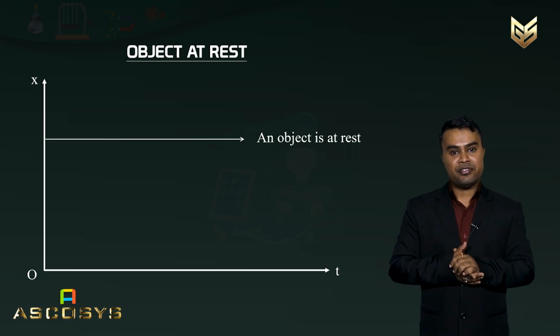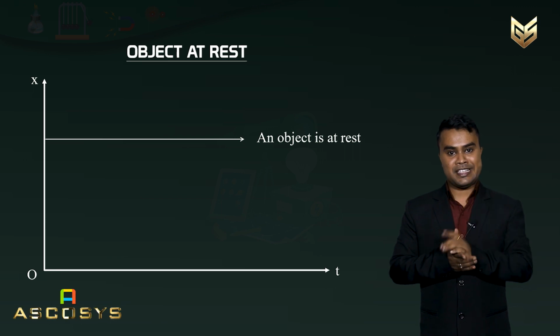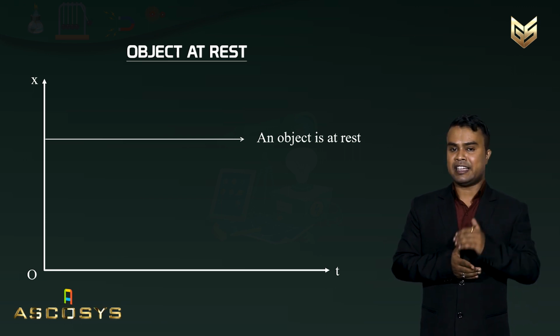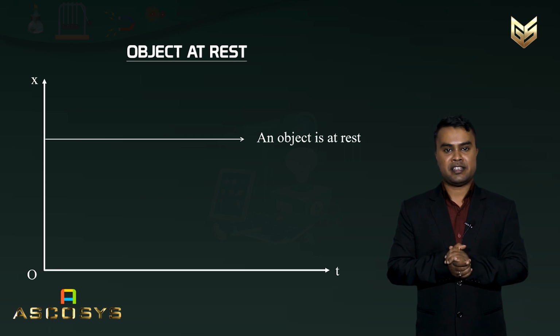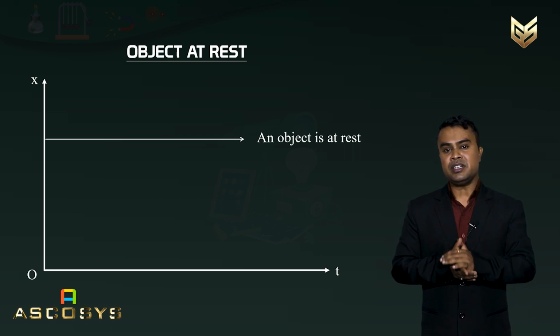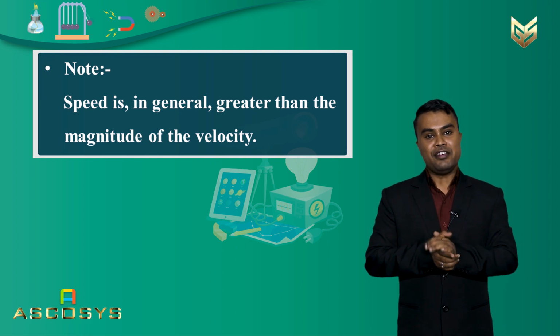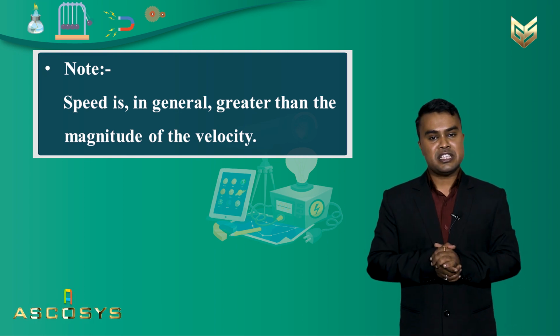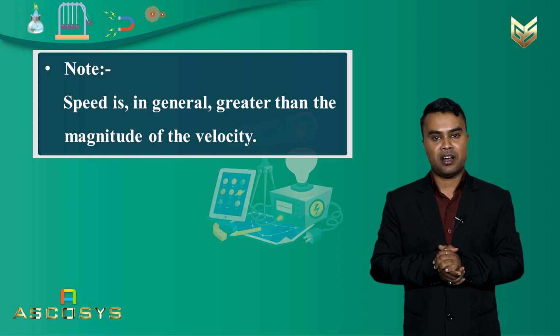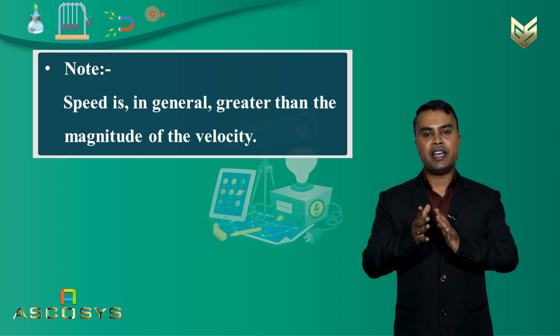At the position wherever the graph starts, wherever the object is, you will see that the line is parallel to the x-axis, or it is parallel to the time. Note a very important point. If you compare speed and velocity, speed is always greater than velocity. Now, the question is why, sir?